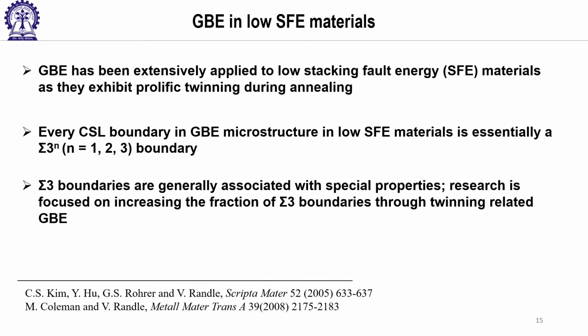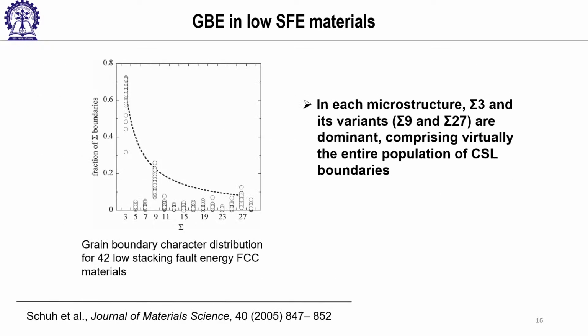So in low SFE material you can have certain sigma 3 boundaries to start with, and if you do some kind of processing, you can regenerate sigma 3 boundary in a material, in a microstructure, which will lead to more number of sigma 3 boundaries, and eventually you can design or tailor a microstructure employing this grain boundary engineering approach.